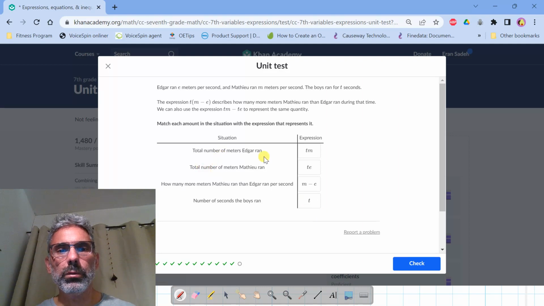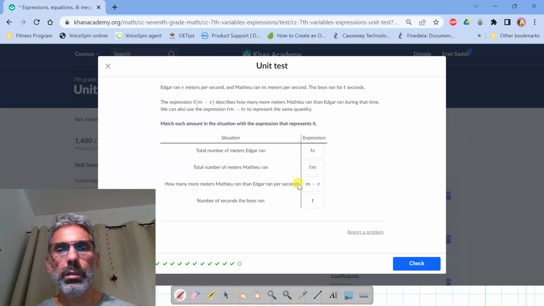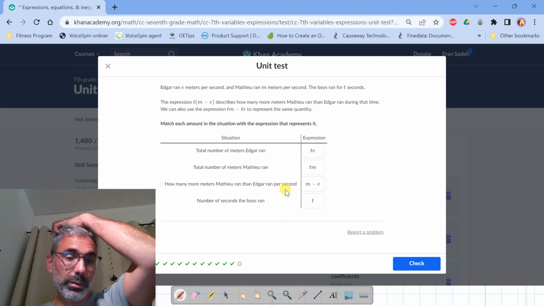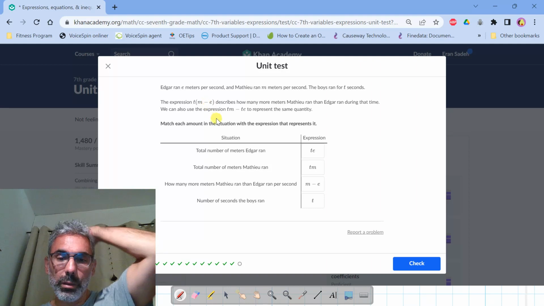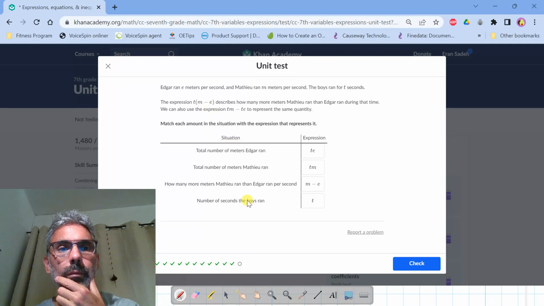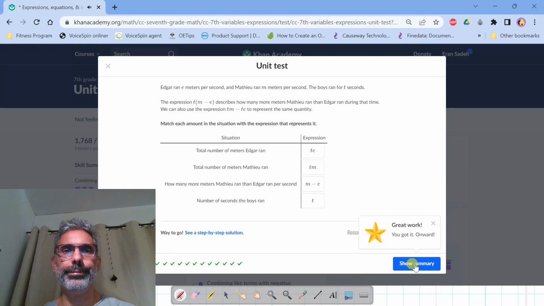So the total number of meters that Edgar ran is te. The total number of meters that Matthew ran is t times m. How many more meters Matthew ran than Edgar per second is m minus e. Okay. And the number of seconds the boys ran is t. Okay. Good.